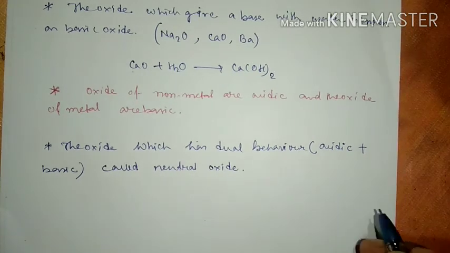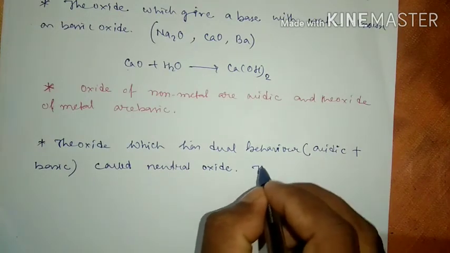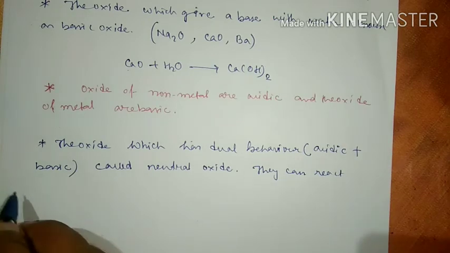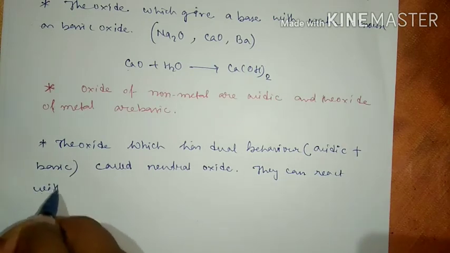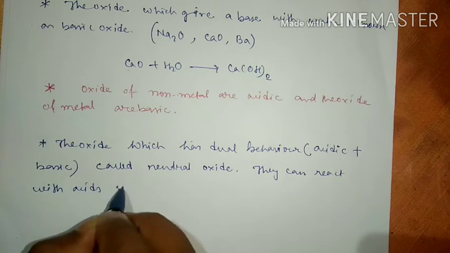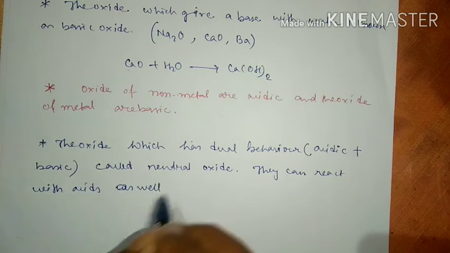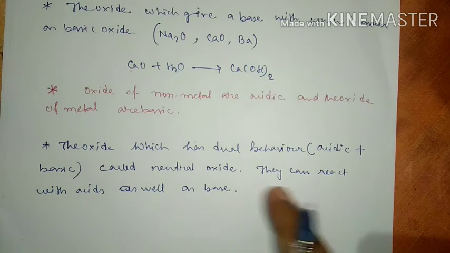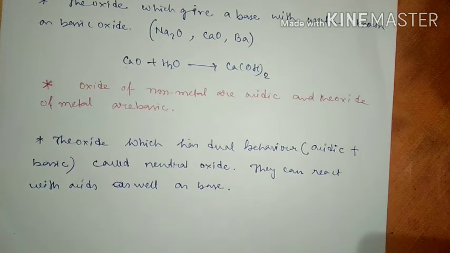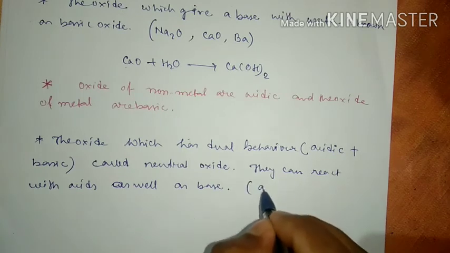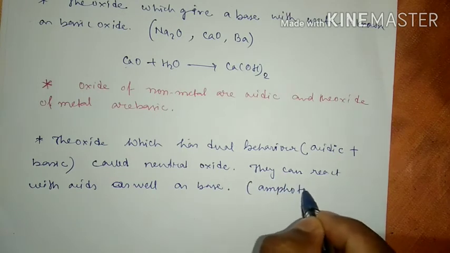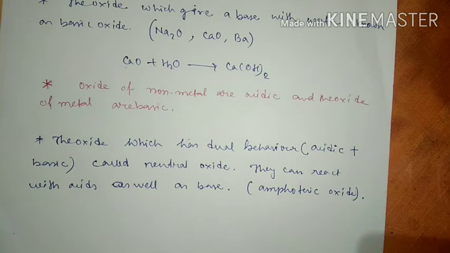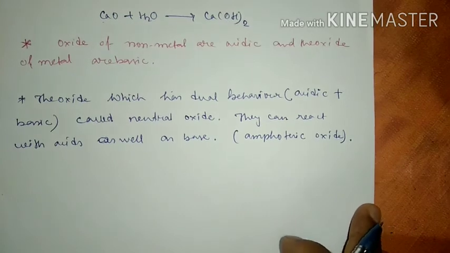Now what is the conclusion? The conclusion is that they can react with acids as well as bases. Since they can react with acid as well as base, that's why they are known as amphoteric oxides. Now see how. Let us take an example of aluminum oxide.